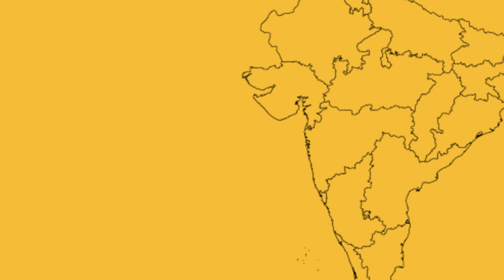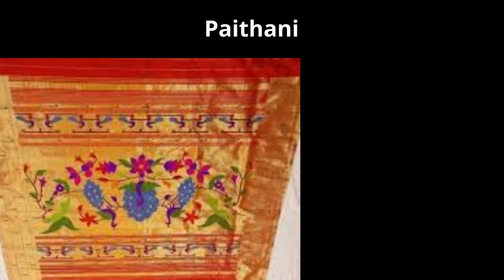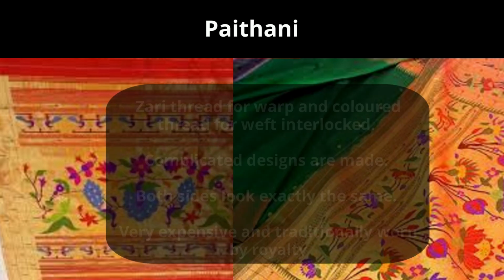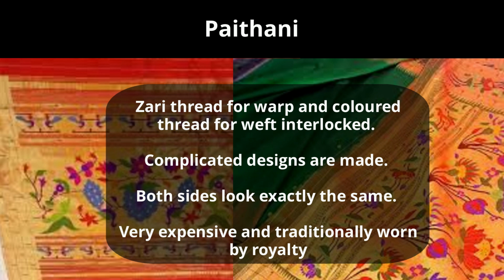From Maharashtra, we have the Paithani weave. This weave uses zari thread for warp and brightly colored thread for the weft. This is a very difficult and exclusive weave, as both sides of the fabric are made to look exactly the same. Very complicated designs are made, and thus Paithani weave is traditionally only worn by the aristocrats and the royalty, who were the only people who could afford it.